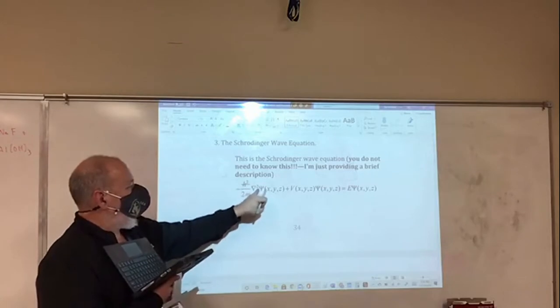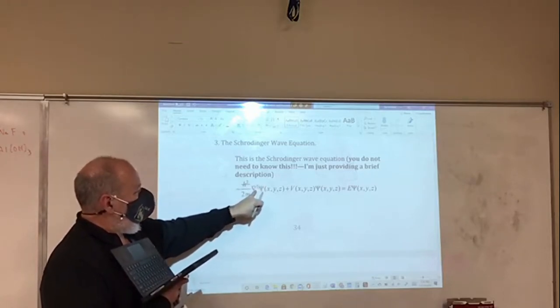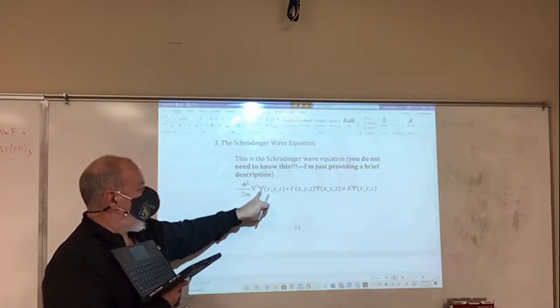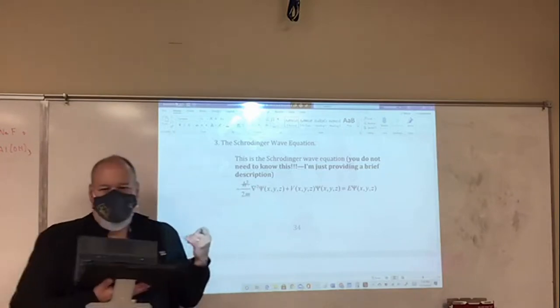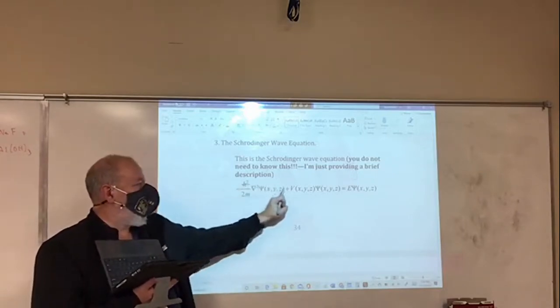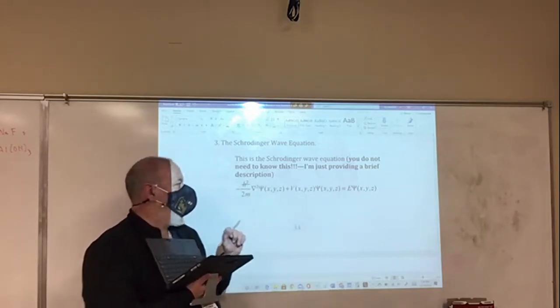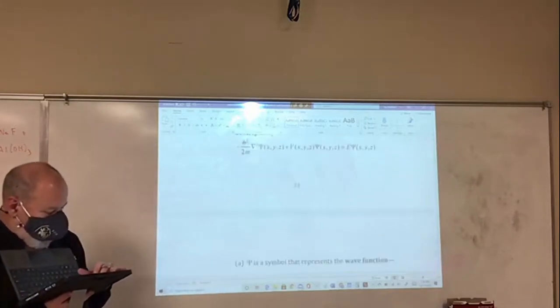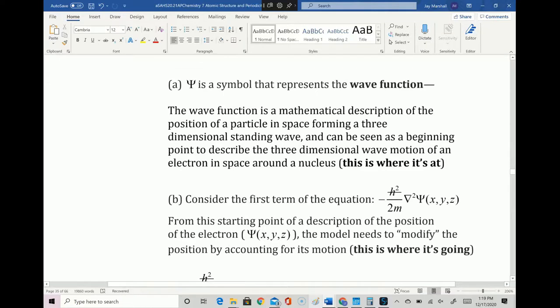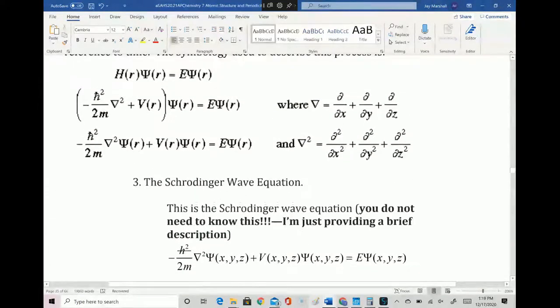And one of the things that you can see here is that I've got something squared, and that refers to the second derivative, and the second derivative is the acceleration. So that's the component that refers to the kinetic energy, and then this is the component that refers to the amount of potential energy that that wave has. So just real quickly, psi is the symbol that represents the wave function. The wave function is a mathematical description of the position of a particle in space forming a three-dimensional standing wave, and can be seen as the beginning point to describe the three-dimensional wave motion of an electron in space around the nucleus. It's where the thing is at.